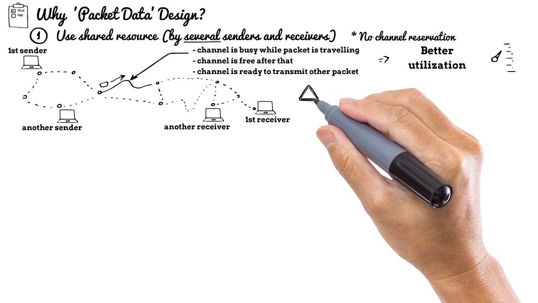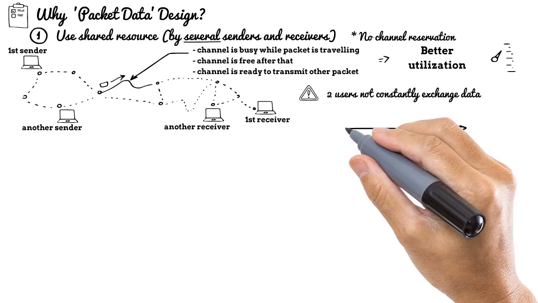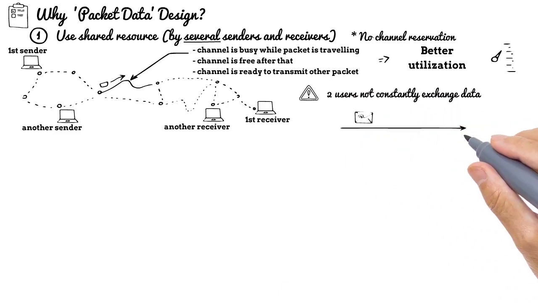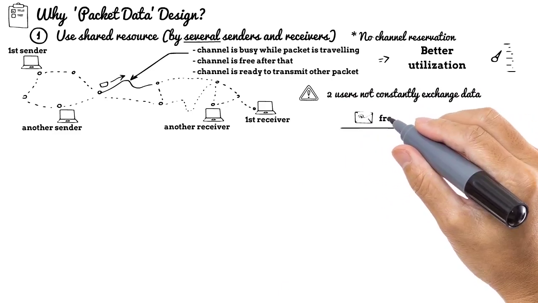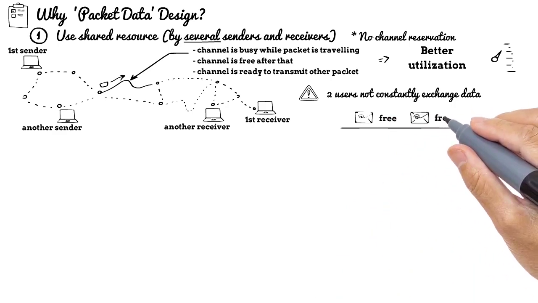We need to realize that sender and receiver do not constantly exchange data of high volumes. It might be just a small email sent once in a while, a small spike of data load, and after sending the email, such shared channel can be used by others.